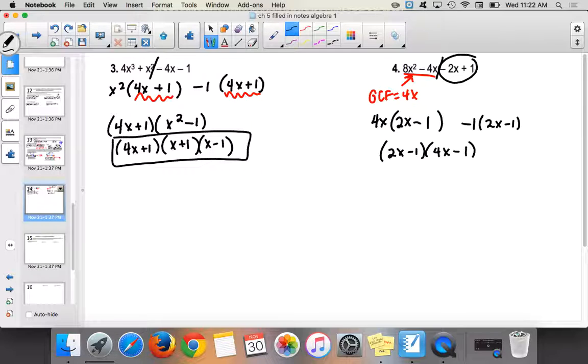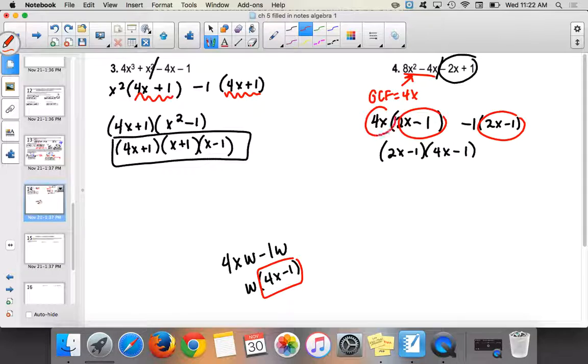The reason this works is because, let's say I had 4xw minus 1w. You know how to do the GCF thing there, right? What would the GCF of this be? What do they have in common? What variable? W. And you'd be left with 4x minus 1. That's the same thing that we're doing here. This is kind of like our w. We pull the w to the front, and inside parentheses, we write 4x minus 1. Okay, that's all we're doing. It's exactly the same. So we factor the common factor to the front.